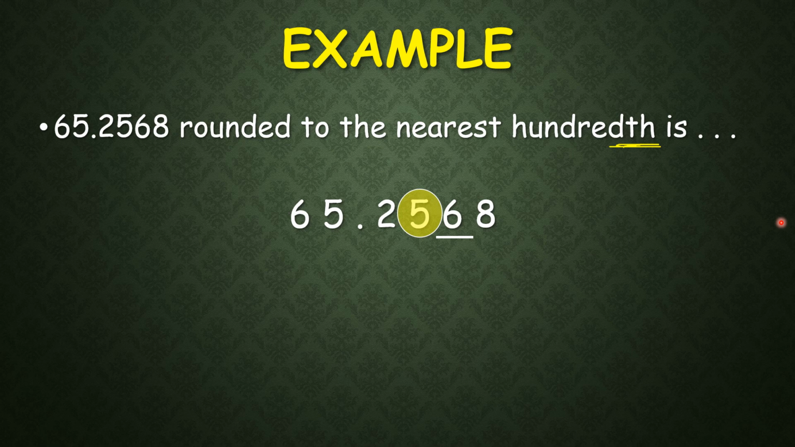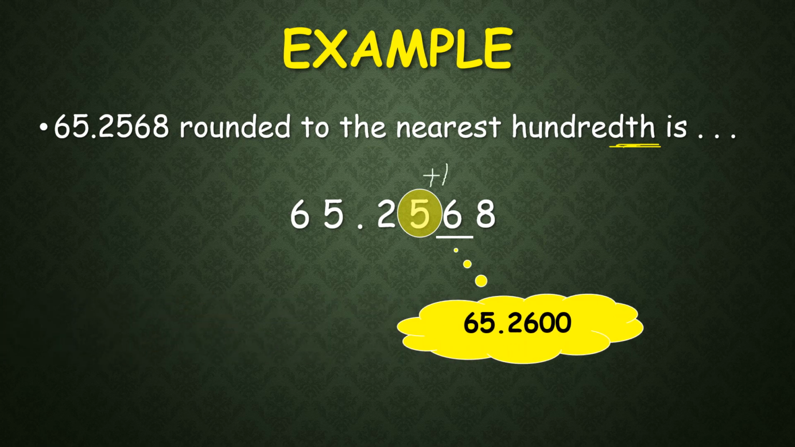That now it is 6. So that means you will add 1 to the encircled digit. Alright. So you will add 1 to the encircled digit, and now our answer will become 65.2600, or you can write 65.26 also.